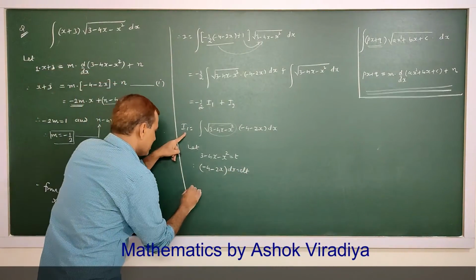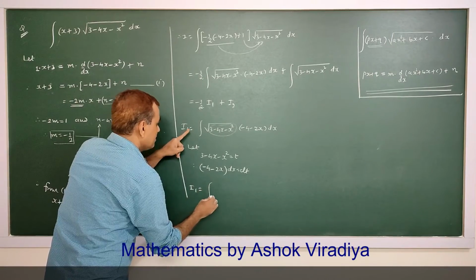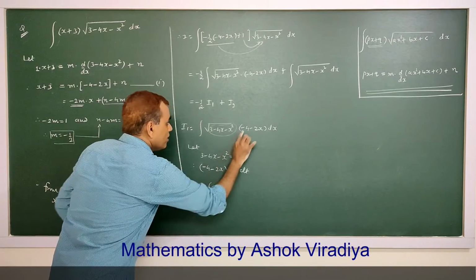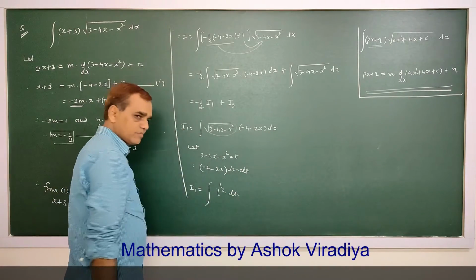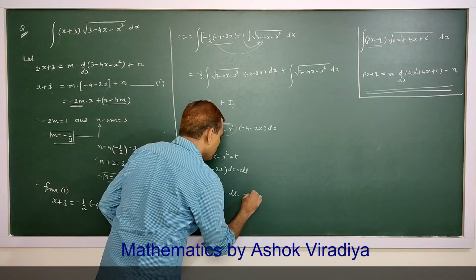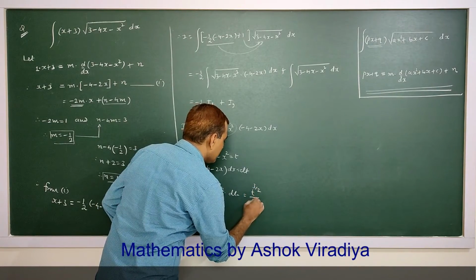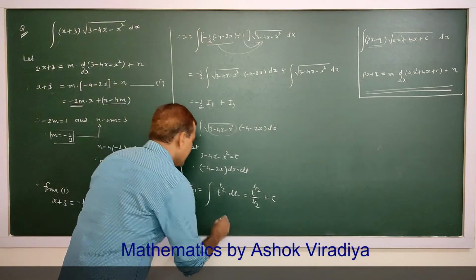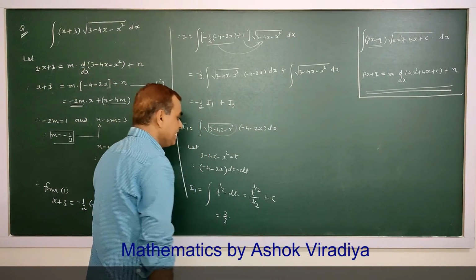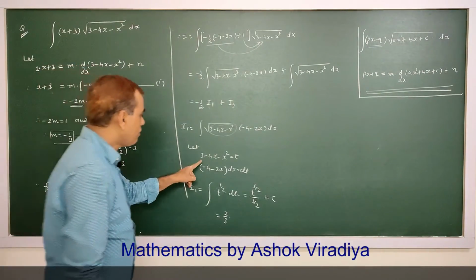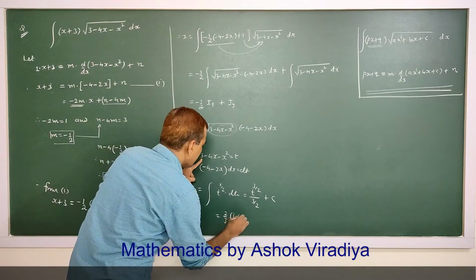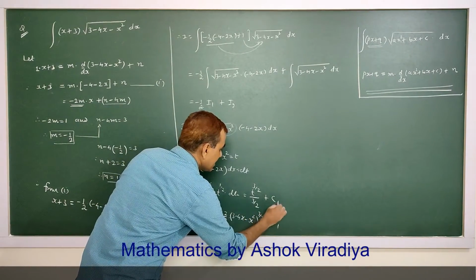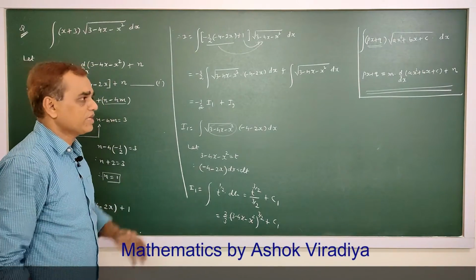So I1 is, this is t, so root t, so t raised to half into dt. So it is equal to t raised to 3 by 2 upon 3 by 2 plus c. That is, it is equal to 2 by 3 into the value of t, which is 3 minus 4x minus x square, raised to 3 by 2. Here we say c1.